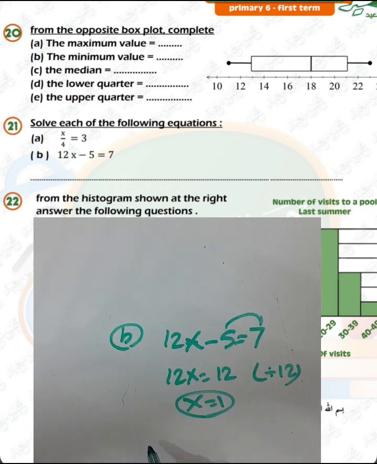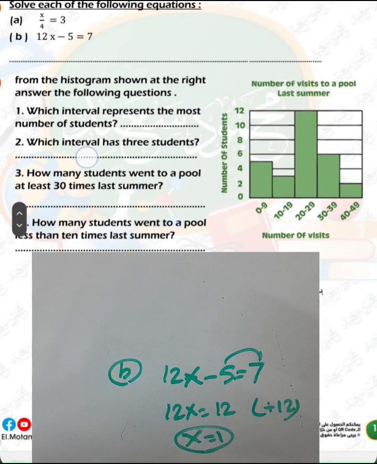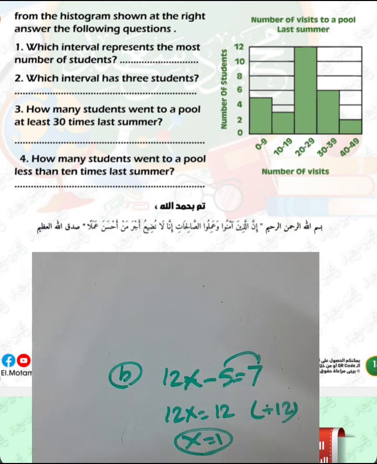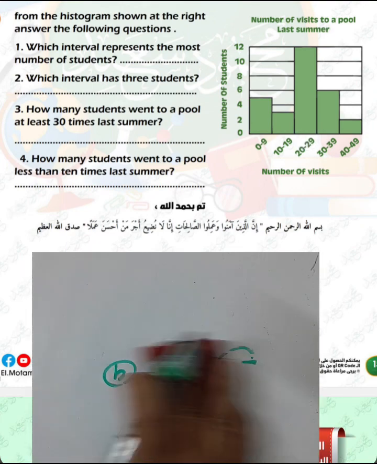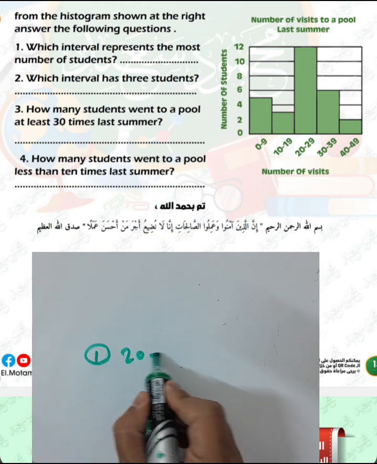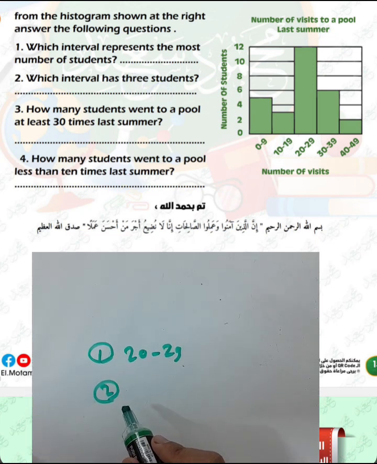Next question here: which interval represents the most? The most here is from 20 to 29, the most number of students. Question number 1, from this interval, 20 to 29. Question number 2, which interval has 3 students? It has 3 students from 10 to 19.